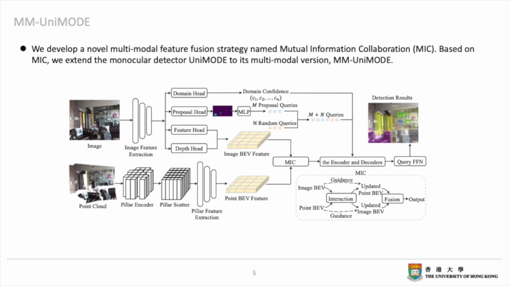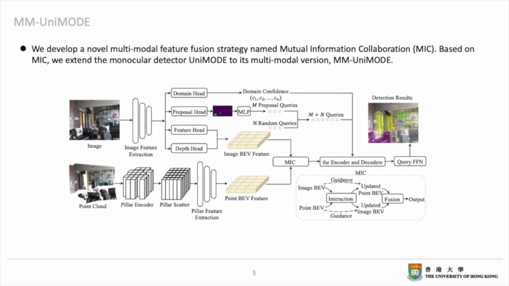The image branch of UniMODE is the same as UniMODE, and its output includes the image BEV feature, domain confidence, and M+ queries. For the point branch, the input point cloud is first voxelized into 3D voxels and then processed by a pillar encoder employed in SECOND. Next, after the pillar scatter operation that transforms the obtained feature into a BEV feature, a point network is employed to generate the point BEV feature.